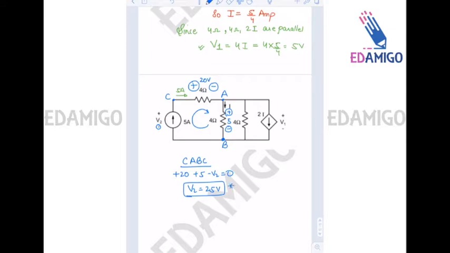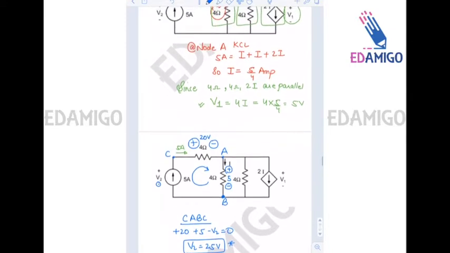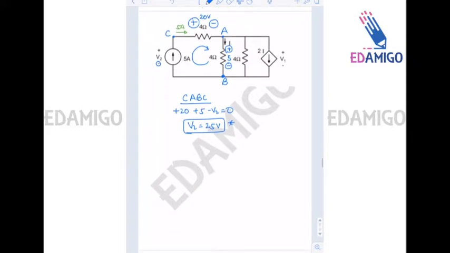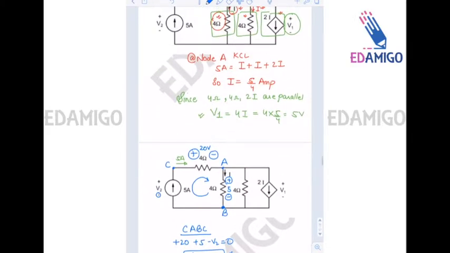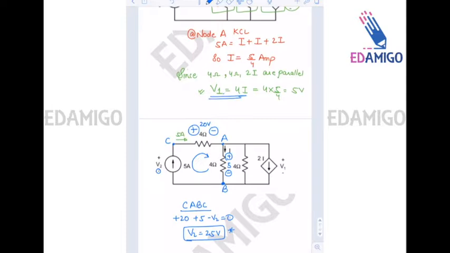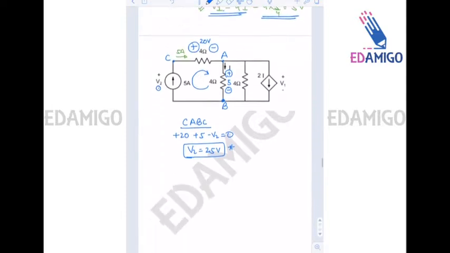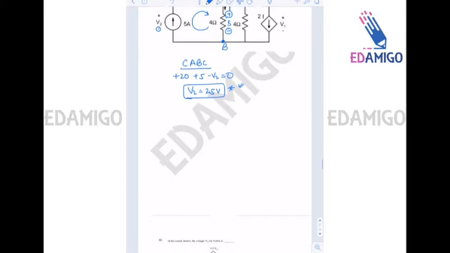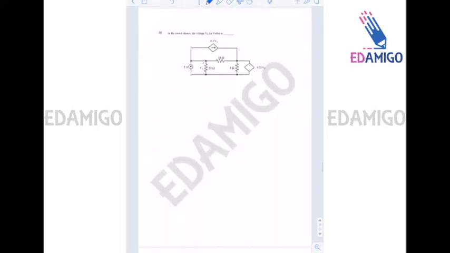Okay, so a simple KCL has given us V1 and a simple KVL has given us V2. Okay, so this finishes the question. Now let's move on to the next question, that is question number 22.